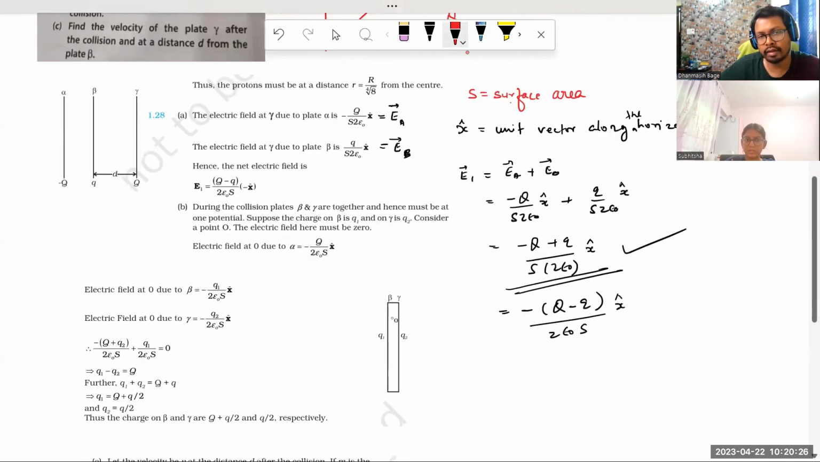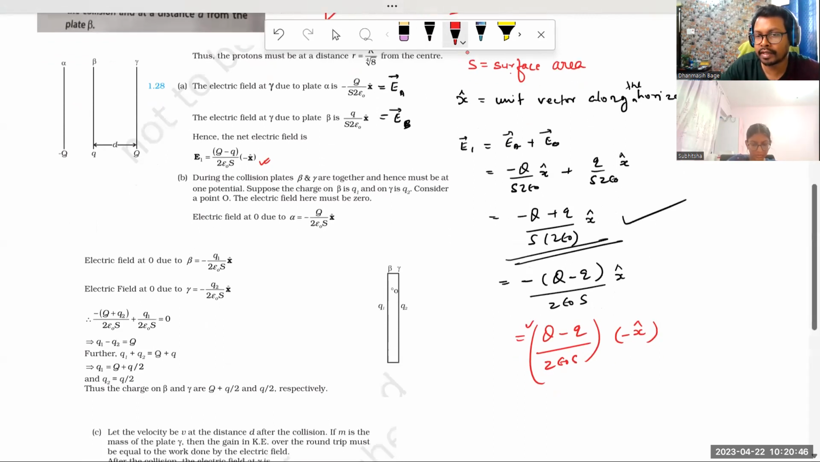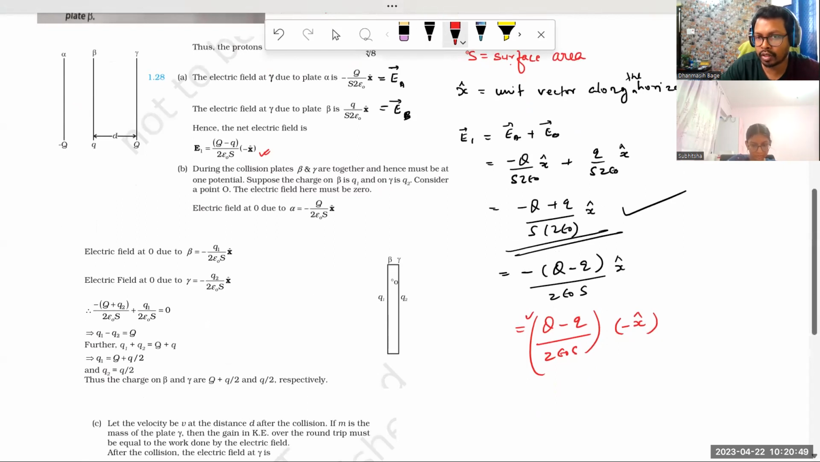But with this expression, they are just ensuring that the magnitude is equal to Q minus q by 2 epsilon naught S, and the direction is in the negative X direction. That's what they are showing. Direction of the vector is in the negative X direction. This is a positive quantity because capital Q is greater than small q, so this term comes out to be positive, and the direction is in the negative X direction. That's what they are mentioning over here. That's it. Nothing else, right?